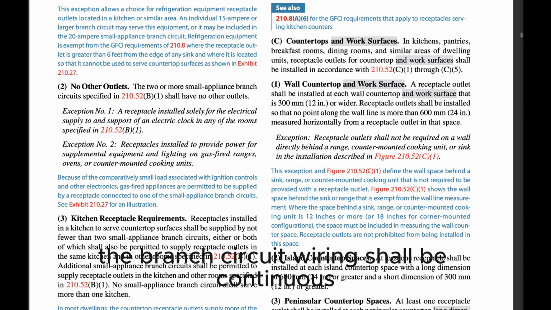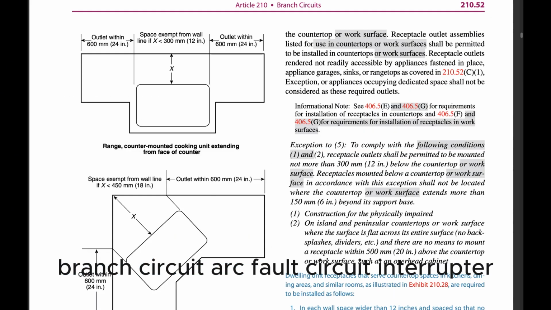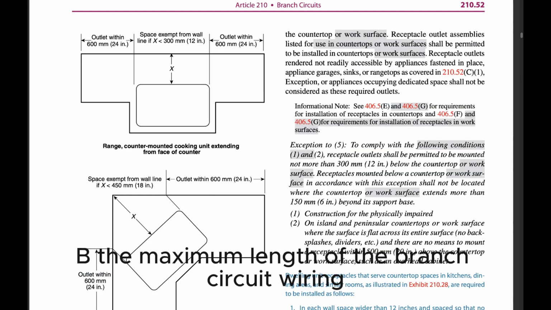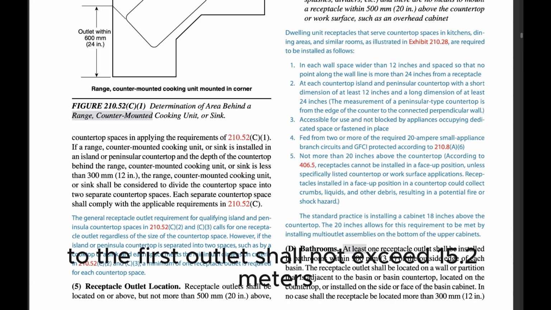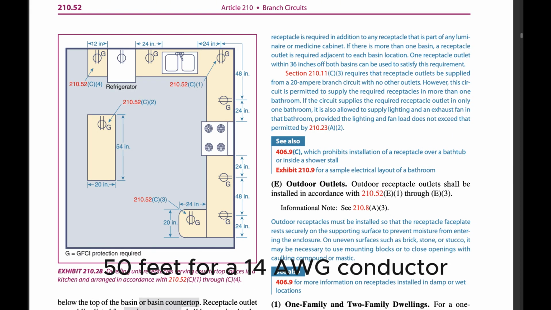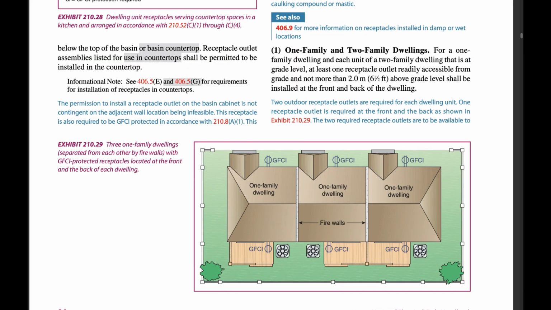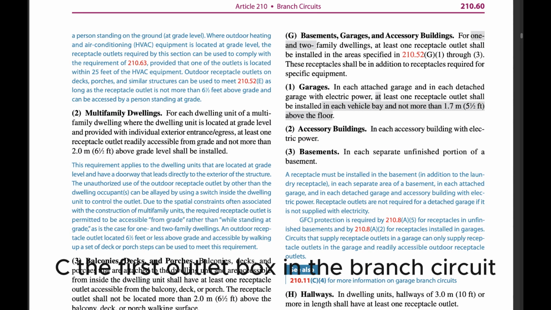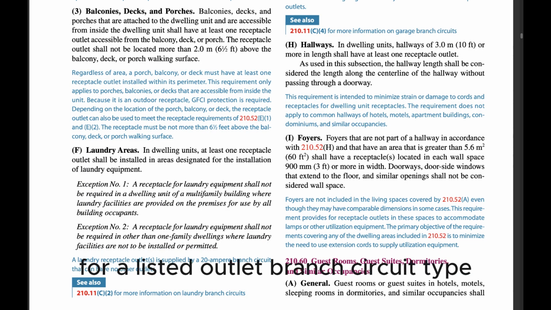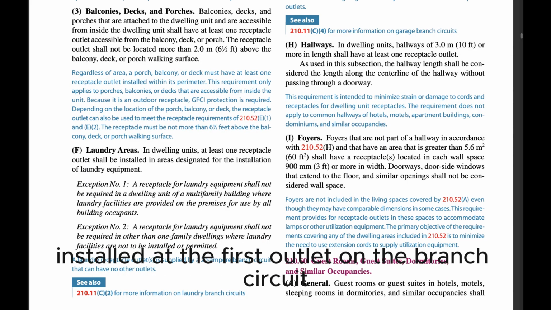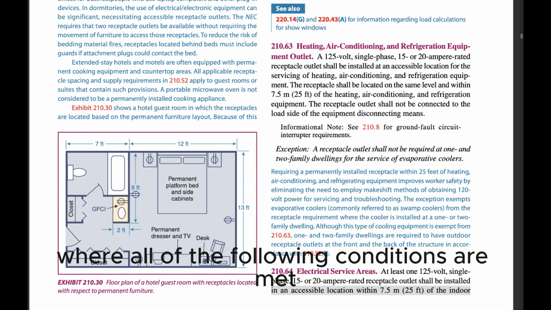(1) The branch-circuit wiring shall be continuous from the branch-circuit overcurrent device to the outlet branch-circuit arc-fault circuit interrupter. (2) The maximum length of the branch-circuit wiring from the branch-circuit overcurrent device to the first outlet shall not exceed 15.2 meters (50 feet) for a 14 AWG conductor or 21.3 meters (70 feet) for a 12 AWG conductor. (3) The first outlet box in the branch circuit shall be marked to indicate that it is the first outlet of the circuit. 4. A listed outlet branch-circuit-type arc-fault circuit interrupter installed at the first outlet on the branch circuit in combination with a listed branch-circuit overcurrent protective device where all of the following conditions are met.